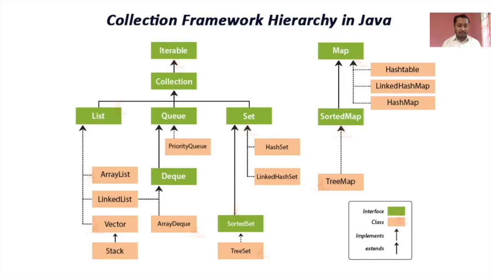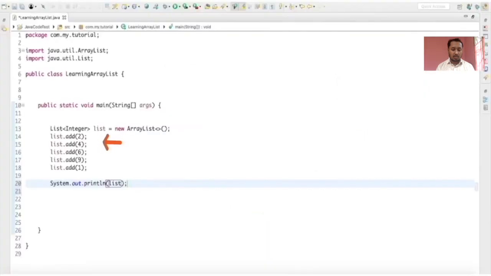In this video, we will cover the ArrayList class of the Java collection framework. The ArrayList class implements the List interface. It allows duplicate elements and it maintains the insertion order. To add an element to the ArrayList, we could use the add method.